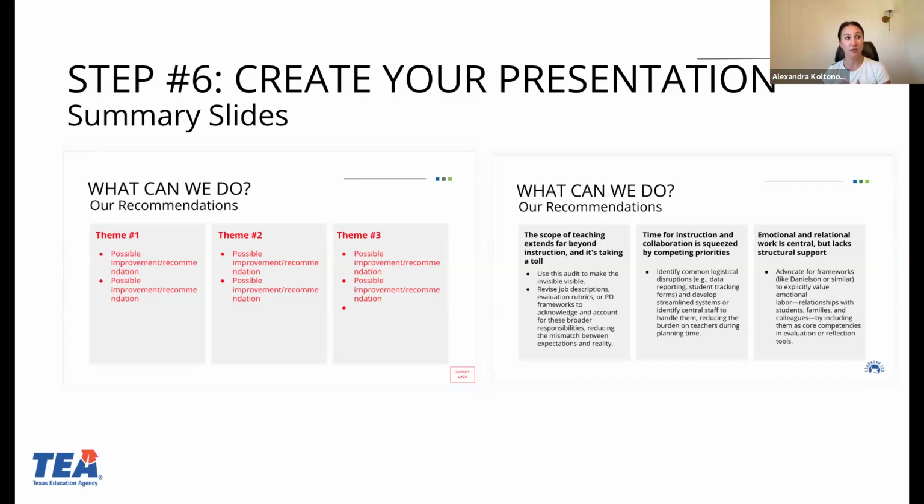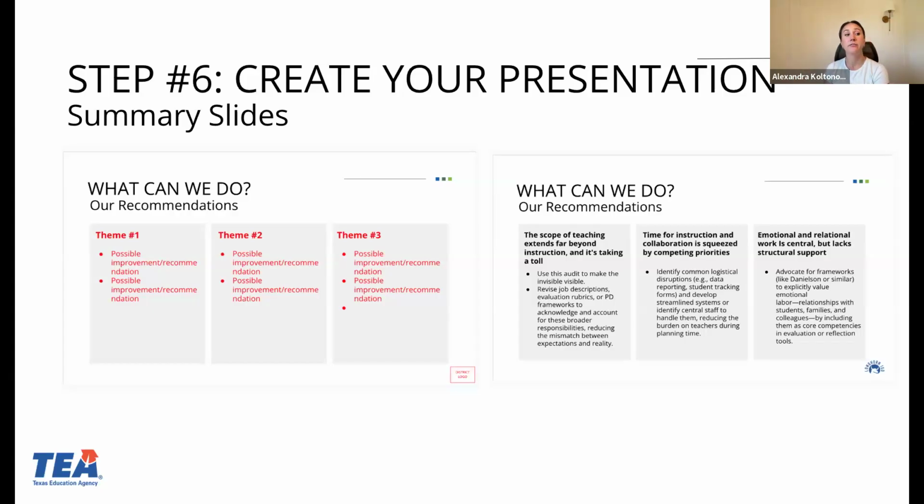So for theme 1, that the scope of teaching extends far beyond instruction, it's taking a toll. 1, use this audit to make the invisible visible. Again, it's pretty broad, but that could be taken in a bunch of different ways of communicating this data out, sharing it back with the people who it was collected from. That's a pretty short-term next step, will be pretty influential. Then there's revised job descriptions, evaluation frameworks, or PD frameworks to acknowledge and account for these broader responsibilities, reducing the mismatch between expectations and reality.